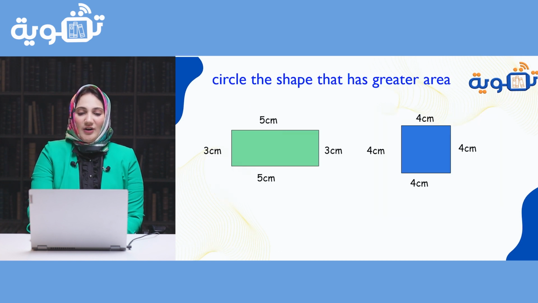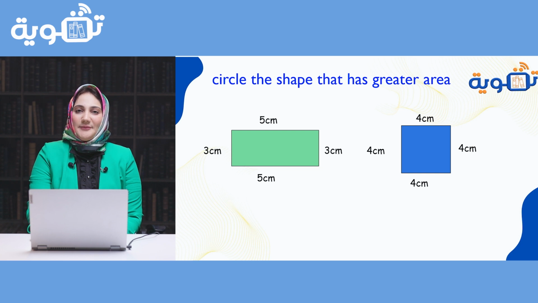Now, let's apply here. Circle the shape that has greater area. Of course, to know or to circle, you have to find the area of each one of them. First, for this rectangle, we have 3 centimeter and 5 centimeter to find the area. Who can tell me? 3 times 5 equals 15 centimeter squared.